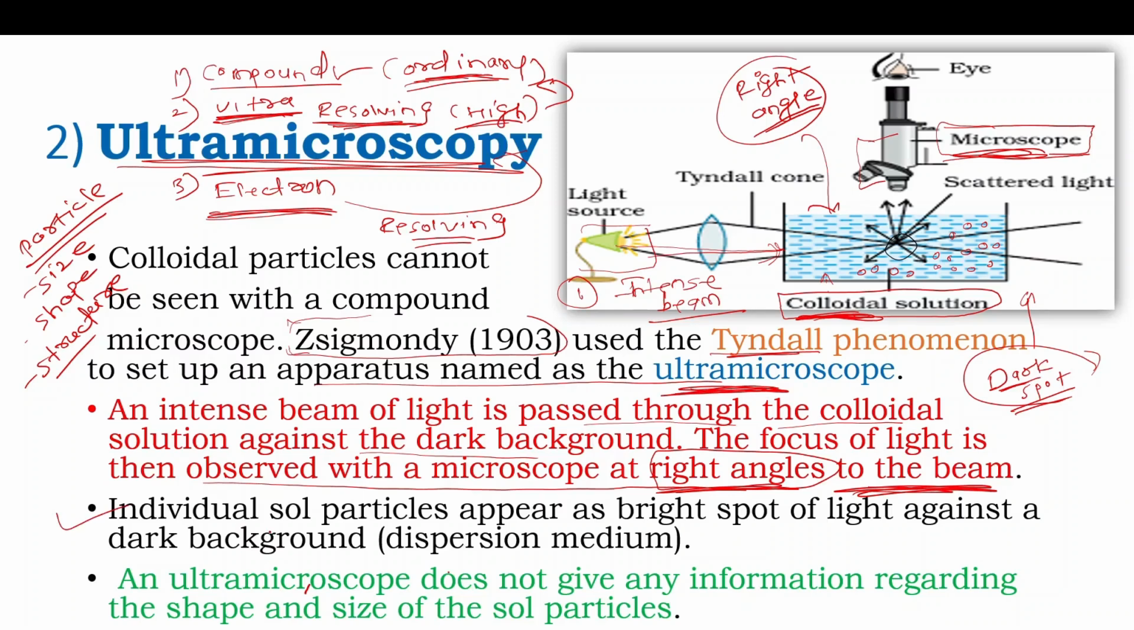Then individual sol particles appear as a dark spot or a bright spot. We have already discussed it. Simple concept: when light passes through a particle, it automatically appears as bright. Then an ultra microscope does not give information regarding the shape and size of the sol particles. Only we can see the particles, but it does not give any information regarding their size and their shape.